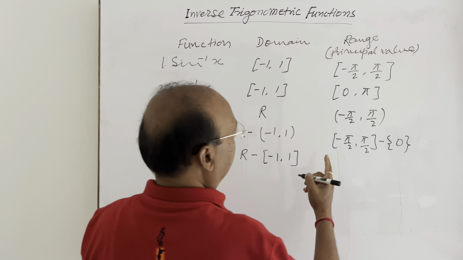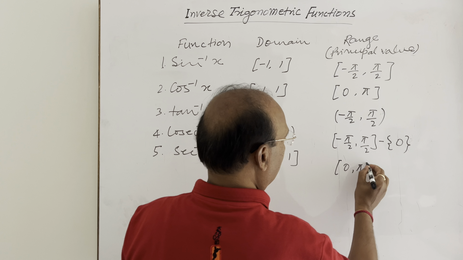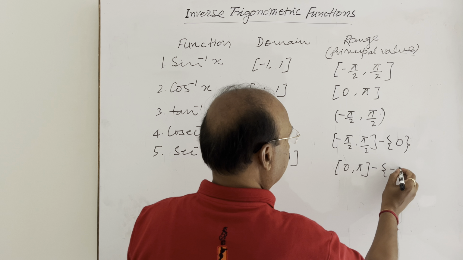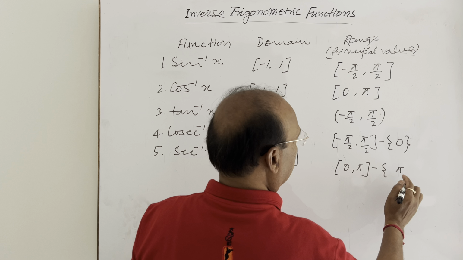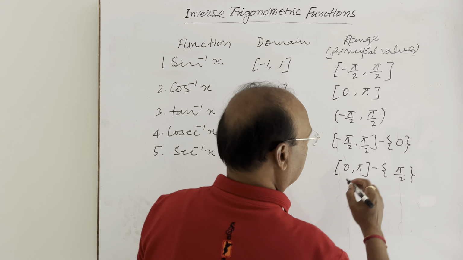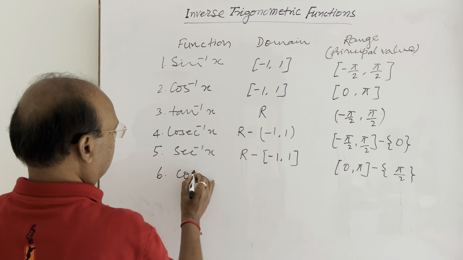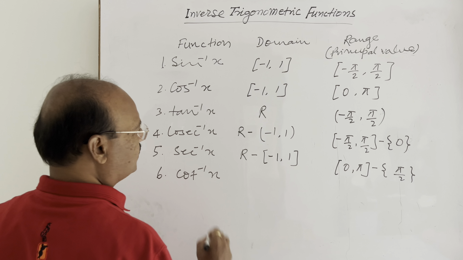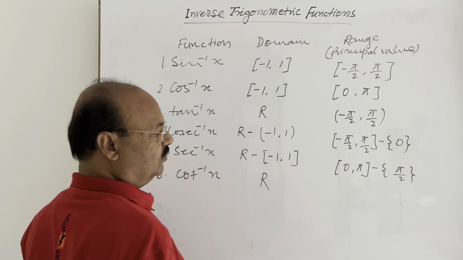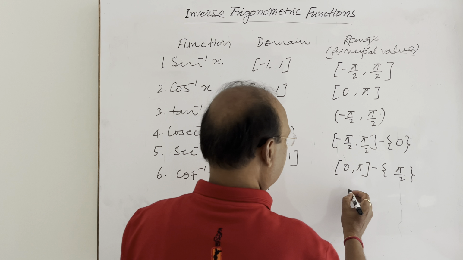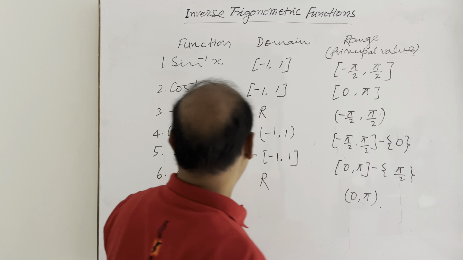Okay, and the range is 0 to pi minus the element pi by 2. And sixth, for cot inverse x, here the domain will be the entire set of real numbers and the range is the open interval 0 to pi.